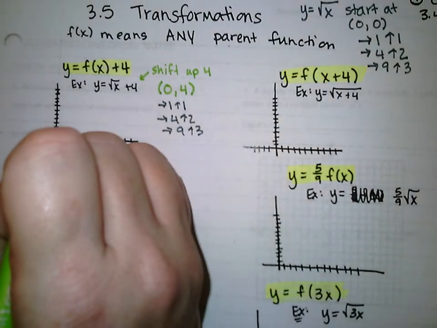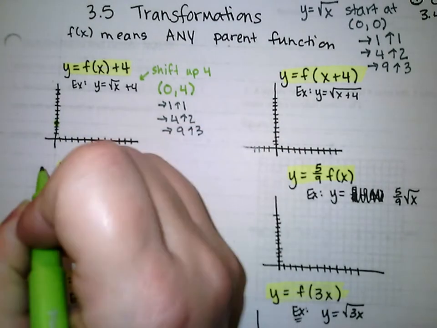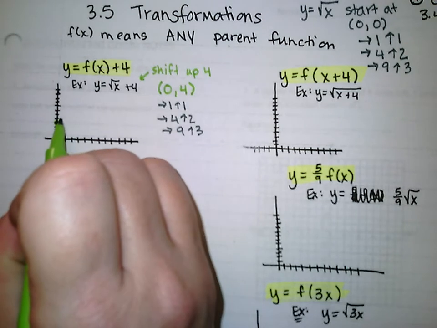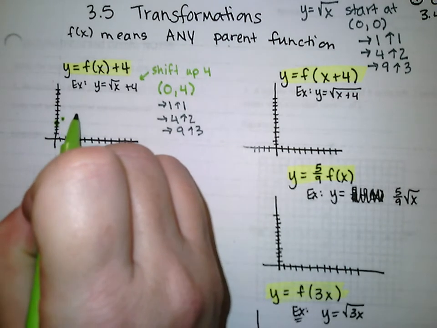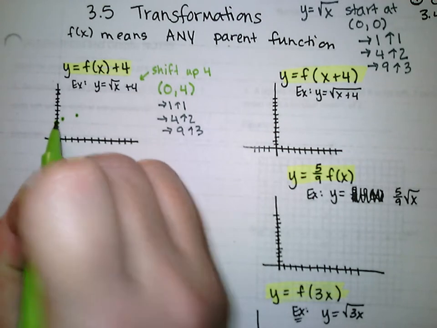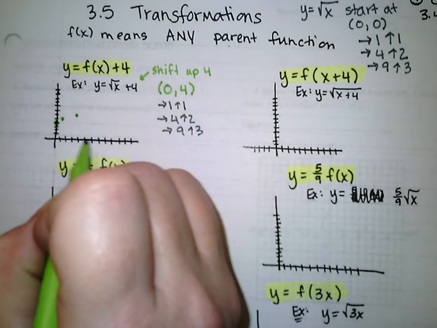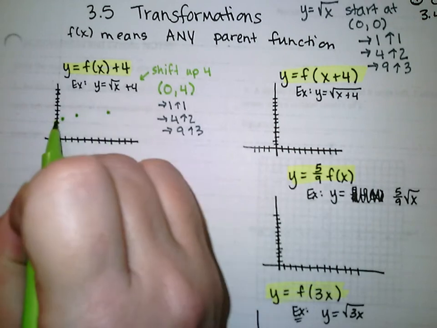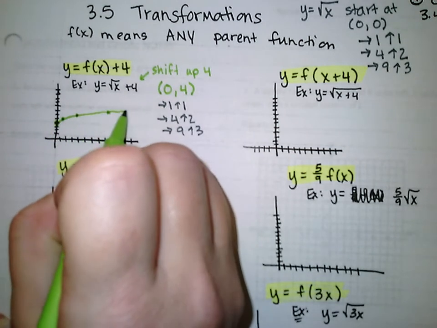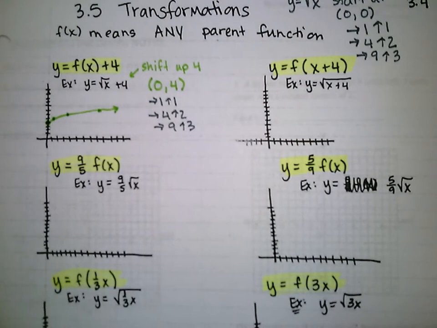So we go to 0, 4. From 0, 4, we go over 1, up 1, then go back to 0, 4, over 4, up 2, go back to 0, 4, go over 9, and up 3. And that's going to be what that new eyebrow graph looks like.